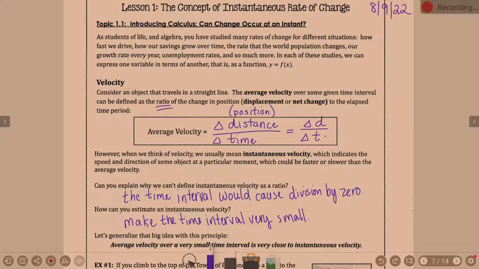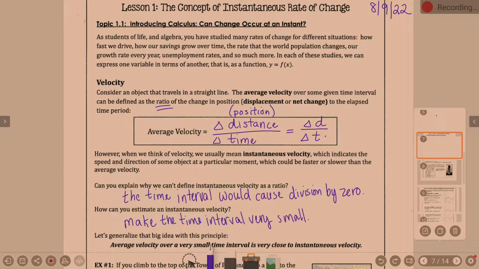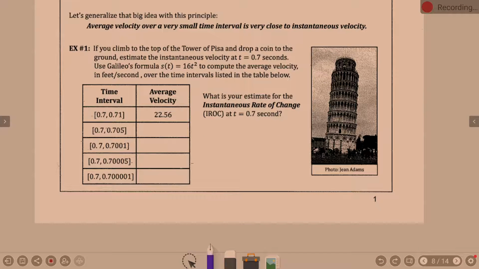And that bold statement that is next, it's actually also at the top of my page, is important there. Average velocity over a very small time interval is very close to instantaneous velocity. Okay? So right there, average velocity for a very small time interval is very close to instantaneous velocity.